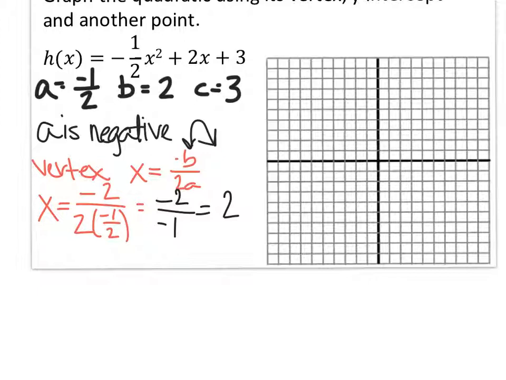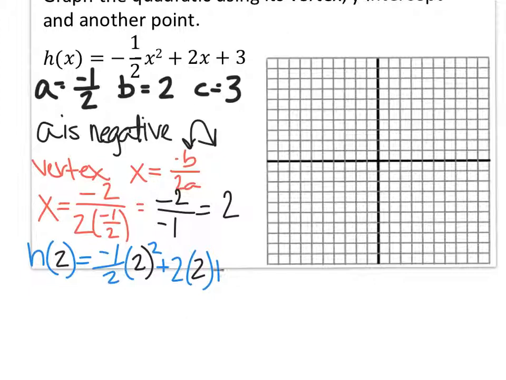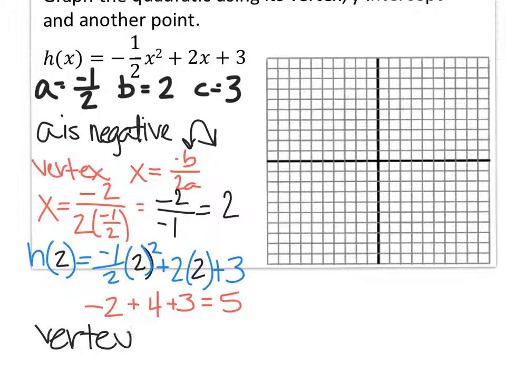Once I have the x value of my vertex, I'm going to take the original equation, and in place of x, I'm going to write what it equals. So again, I use the regular equation. In place of x, I put in the x value of my vertex, which is 2. Working this out one step at a time, I have 2 squared, which is 4, and 4 times negative 1/2 is negative 2. 2 times 2 is 4, and then I bring down this 3. So negative 2 plus 4 plus 3 is 5. So my vertex is the point 2, 5. So I'll go ahead and graph that.